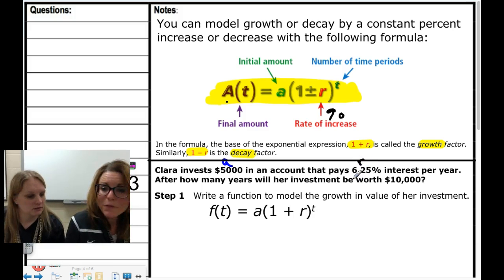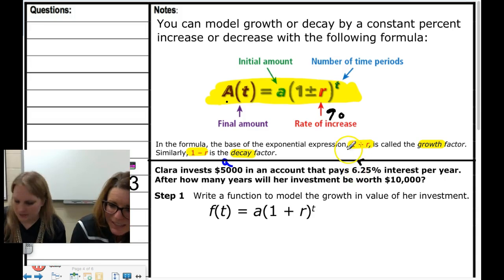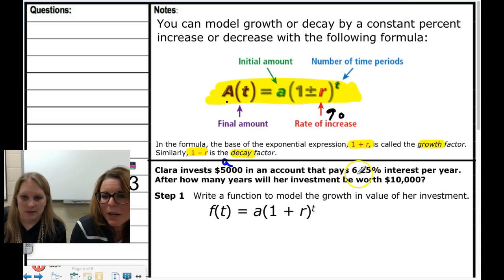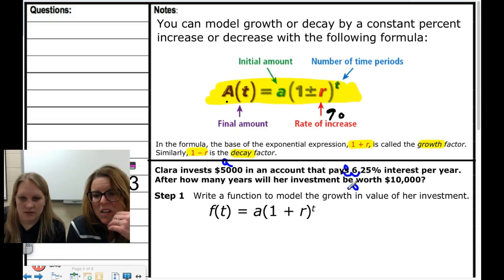So that's your R. I'm going to have them change the percent to a decimal. We have to move this 2 decimal spots, so we add a 0. Then we can write R down below next to it: 0.0625. That is your R.